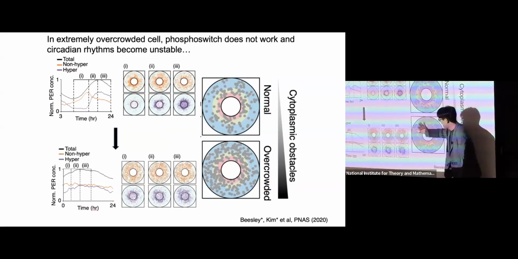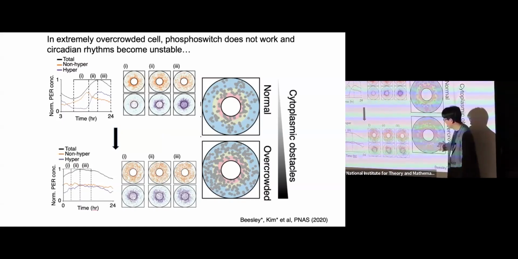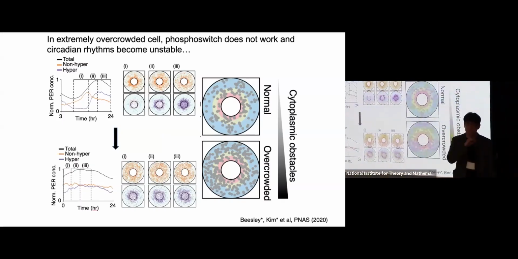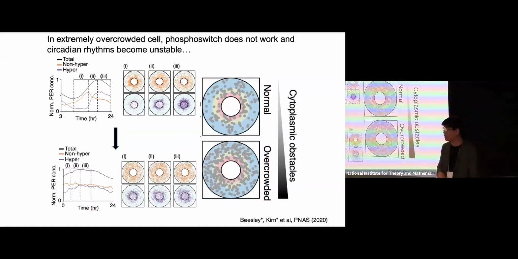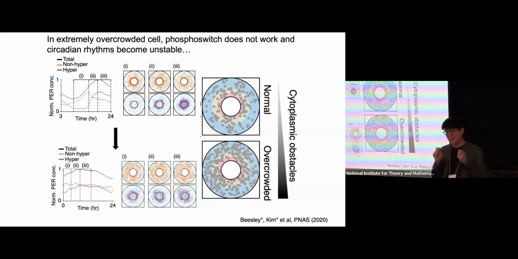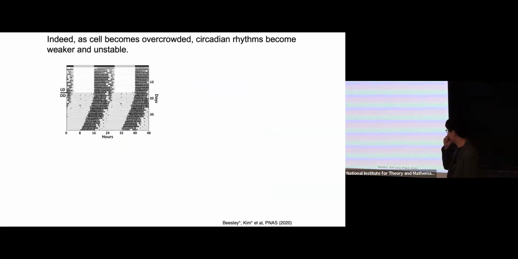We add more obstacles inside the cell so that they are prevented from gathering at the perinucleus, then the rhythm becomes very weak. So we wondered if this can be tested. How can we make the cell more crowded? One way is McDonald's: add more fat inside of your cell, so we construct this.